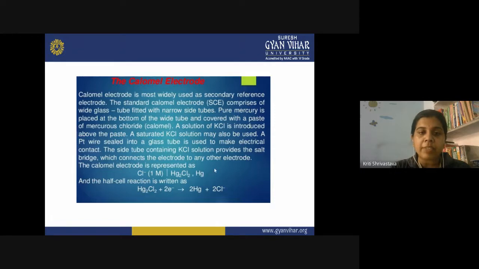This is the half cell representation of your calomel electrode. So here for chloride, the concentration is mentioned, it is always 1 molar concentration, and you have mercurous chloride in mercury. And this is the half cell reaction. What is the half cell reaction? This mercurous chloride is attaining electrons and releasing mercury and 2 chloride ions. So you should remember the half cell representation and half cell reaction for your calomel electrode.